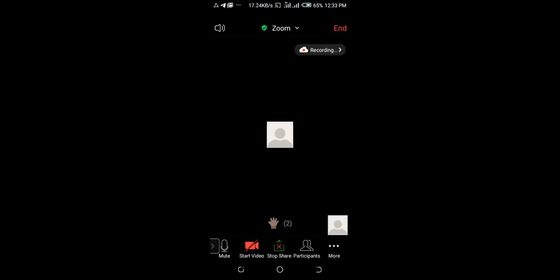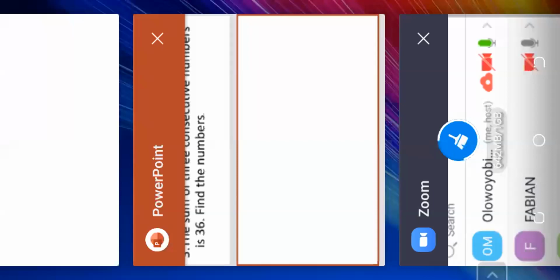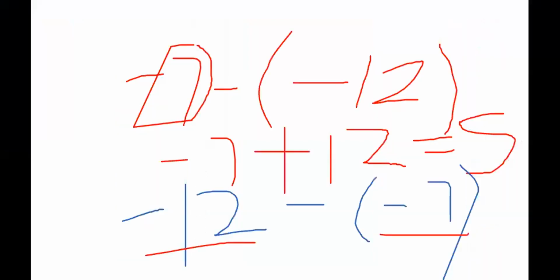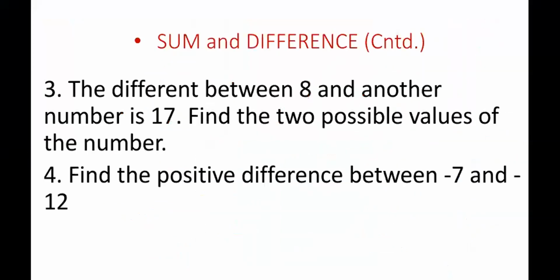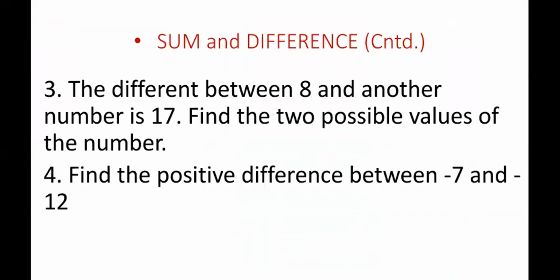So I will reshow the question, then I will move on. So this is the question. Can you see that? Those are the questions I just did now. Can you screenshot to see that? Inshallah, I will send you the material after the class.